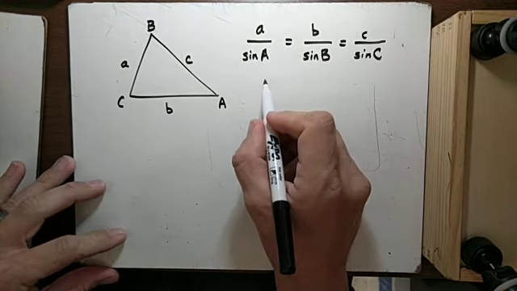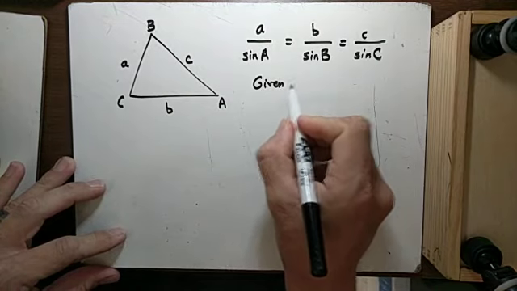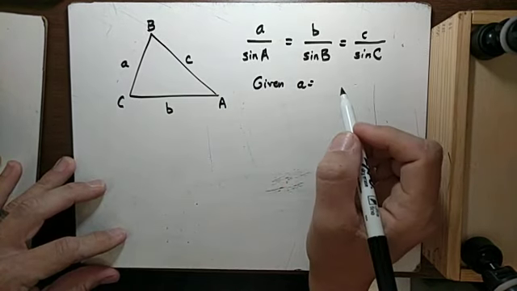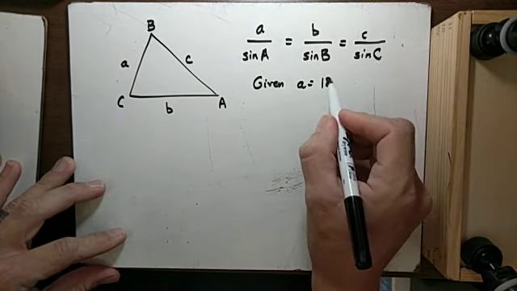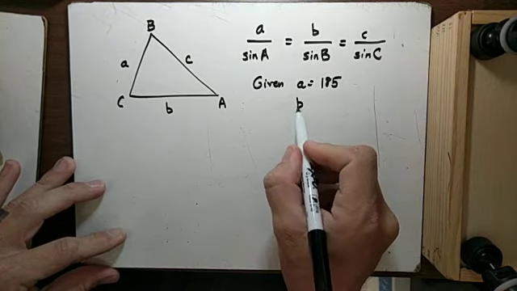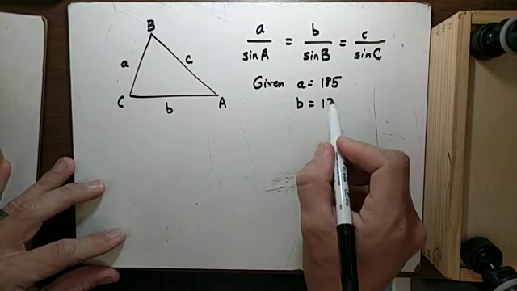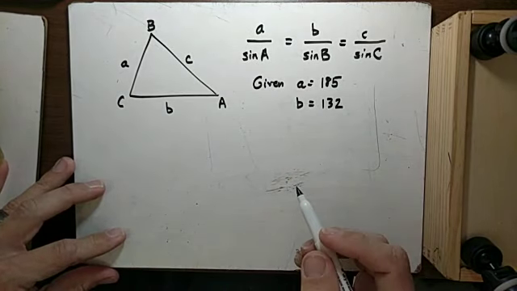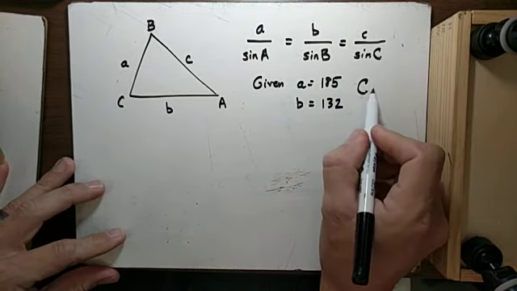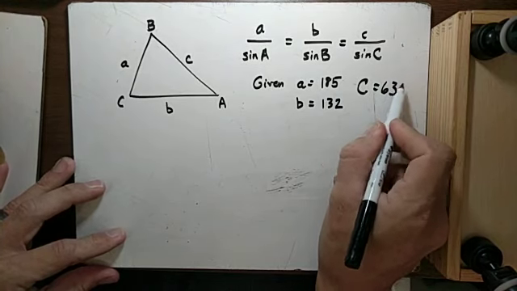So let's say that we're given that little a is 185. That's a long length, right? 185 of something, inches, feet. Little b is 132. And then we'll say angle C is 63 degrees.